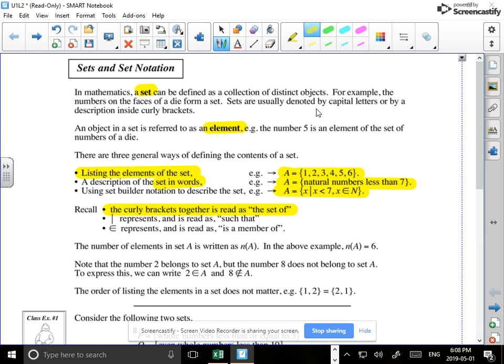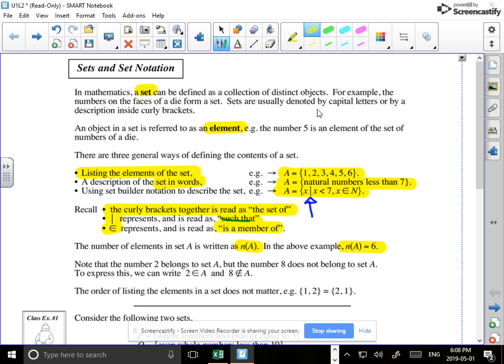The line, which we are going to see right here, indicates "such that." Oh, whoopsies, wrong one, that wasn't a highlighter. "Such that," and ∈ is read as "is a member of," or "an element of" is usually how we read that. The number of elements in a set is written as n(A). In the above example, the number of elements in the set is equal to 6.